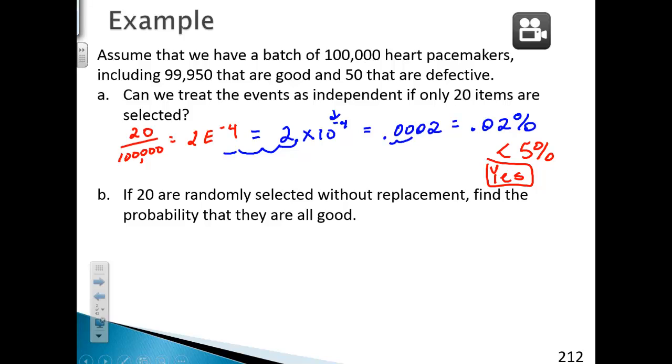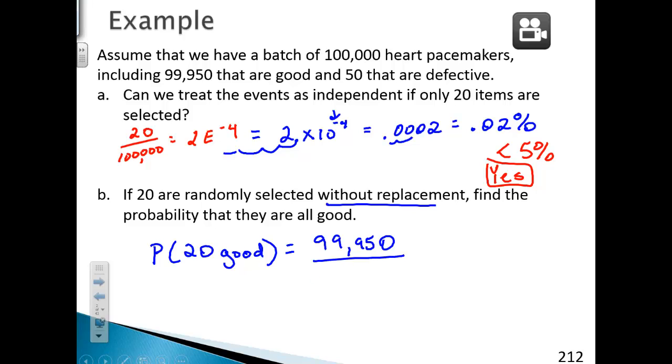Selecting the 20 items, and even though it says without replacement, we determined in part A that we can assume independence even though it says without replacement. Find the probability that they are all good. So we want the probability of 20 good. So we have to determine how many are good. Well, they told us 99,950. And that's out of 100,000 total pacemakers.